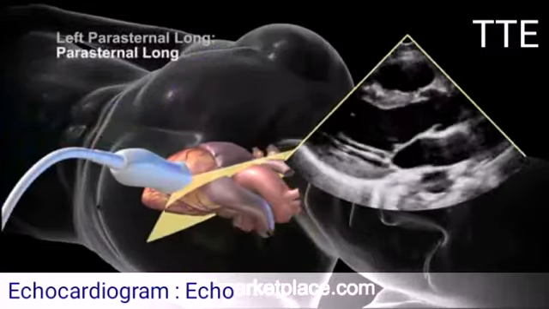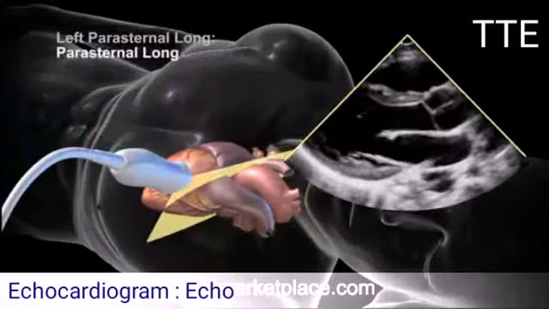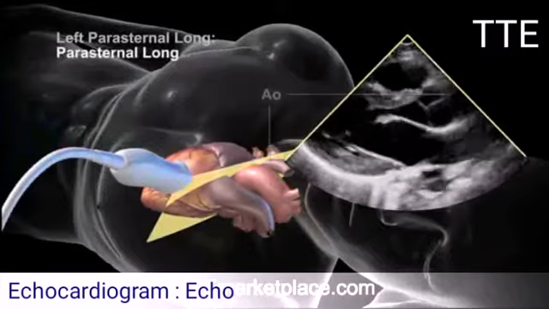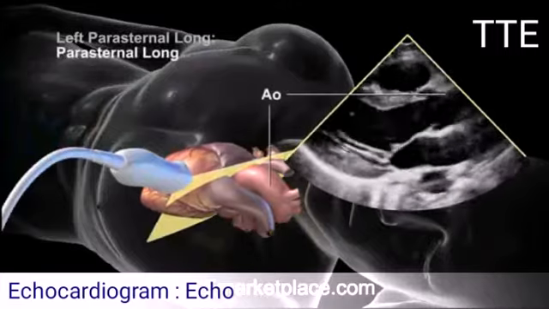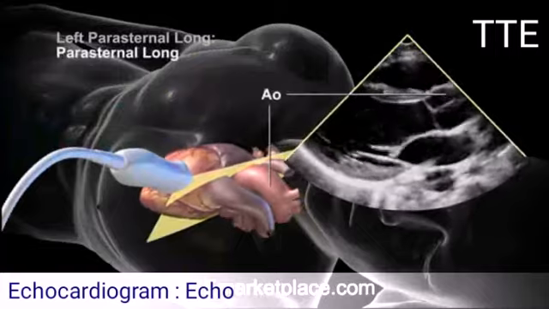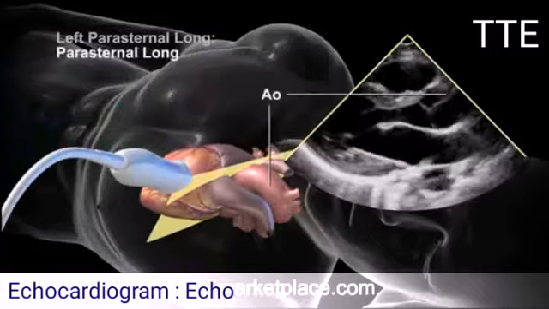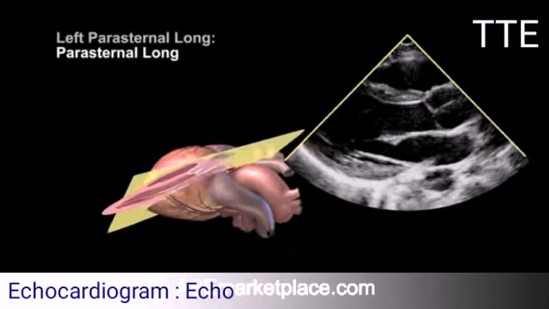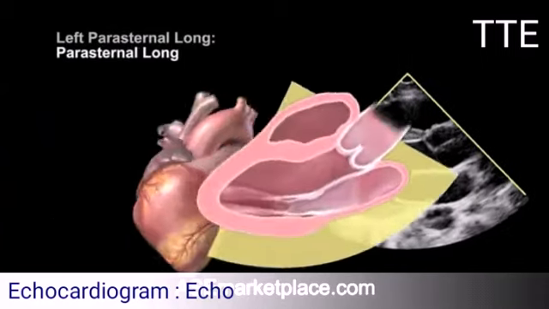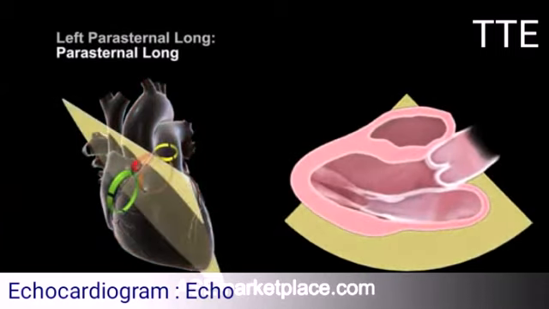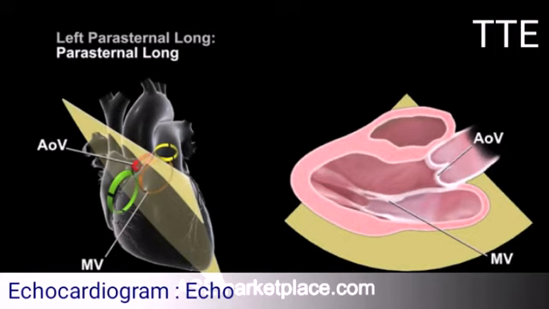Now we will look at each view to demonstrate the anatomic structures visualized. Notice that in this parasternal long axis view, the aorta is labeled in both the animated heart and the clinical image. On the left image, we can see how the parasternal long plane cuts the aortic valve, labeled AOV, and the mitral valve, labeled MV. The left ventricle is labeled LV, and the left atrium, LA.